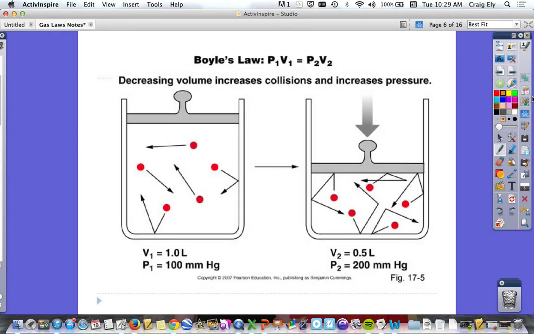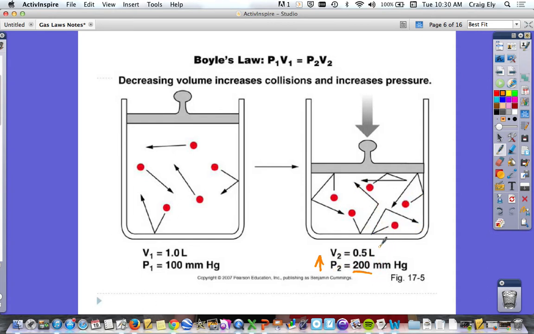Here's an example. We've got a container that has 1 liter of volume and 100 millimeters of mercury of pressure. So look at our particles. They're moving, bouncing around, just doing what they do. But notice if we increase the pressure, look what's happening to the particles. They're moving much faster, doing more bouncing around.